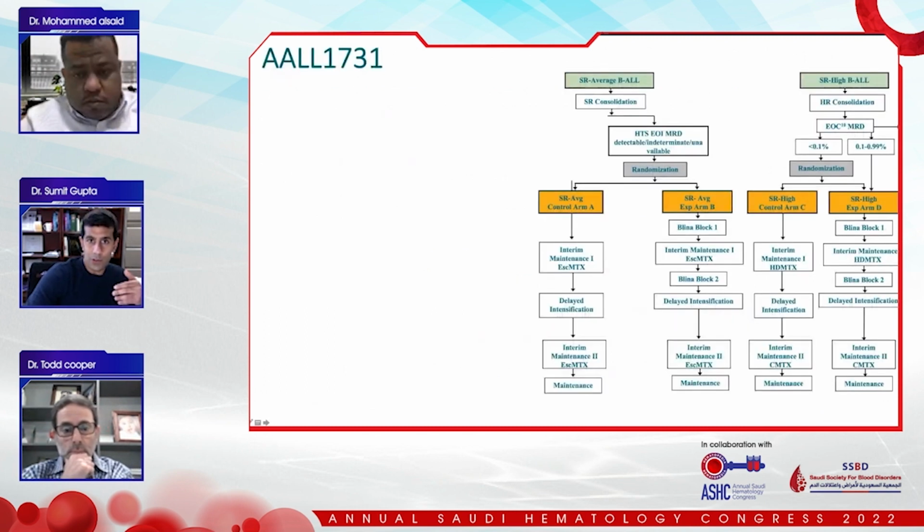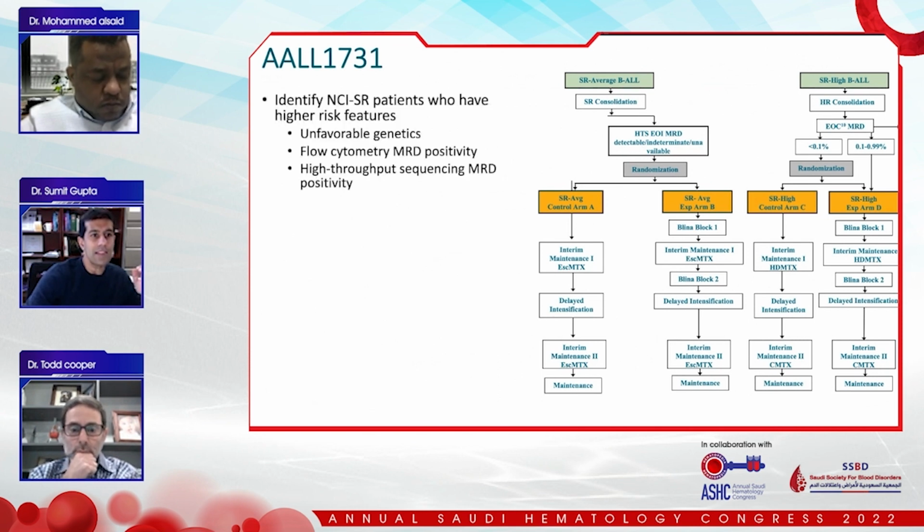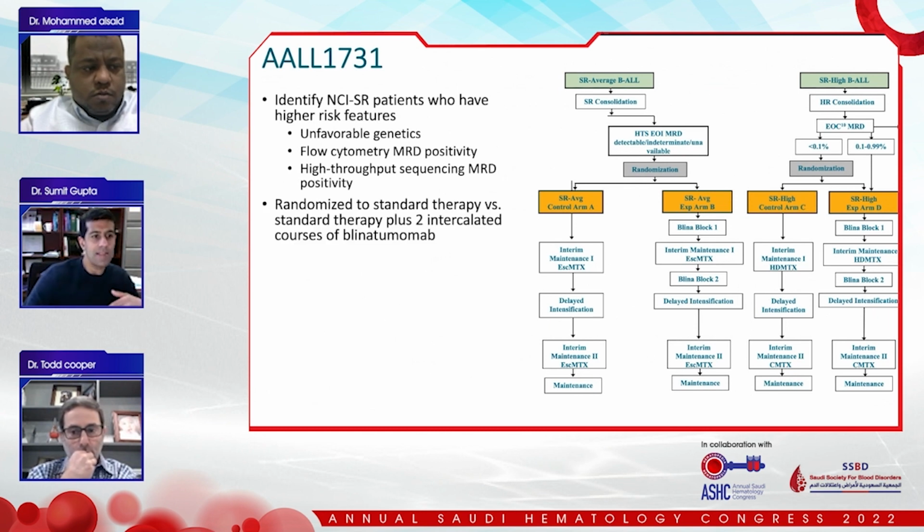So remember I told you that the standard risk average patients, if they're HTS negative, they just go and get regular therapy, no further question besides just making sure they do really well. The NCI standard risk patients who have higher risk features, either traditional ones like unfavorable cytogenetics or flow MRD positivity at the end of induction, or this potentially novel one like still being HTS MRD positive at the end of induction, got randomized to standard therapy, whether that's standard risk or high risk backbone, versus standard therapy plus 2 intercalated courses of blinatumomab, as you can see here.